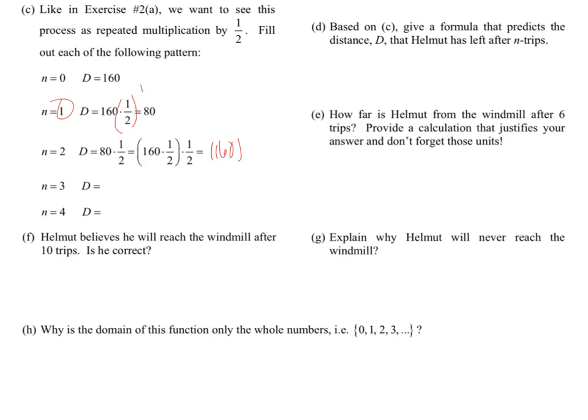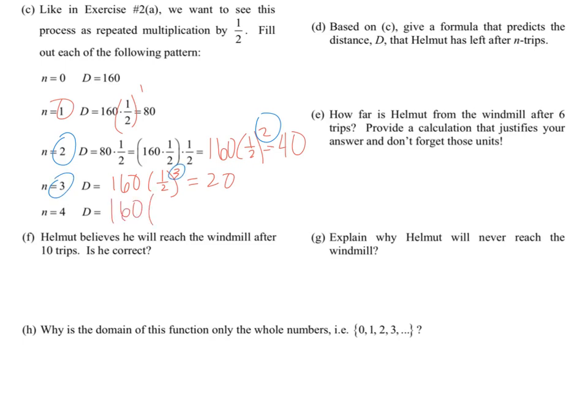times, I'm going to rewrite that because that's kind of hard to see. So 160 times 1/2 to the second power, which is approximately 40. So again, we have our 2 and our 2. The next one is going to be 160 times 1/2 to the third power, which is 20. So again, we have our 3 and our 3. And the last one is going to be 160 times 1/2 to the fourth power, which is 10. So we have a 4 and a 4.